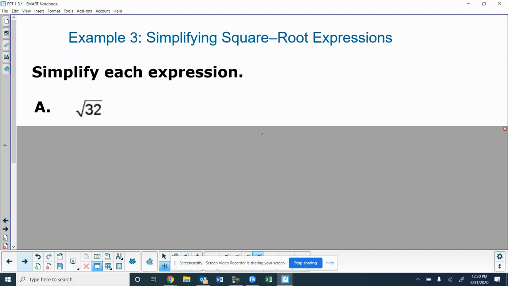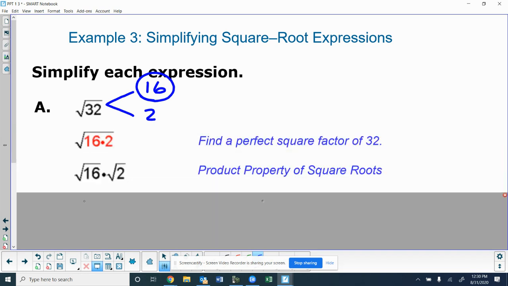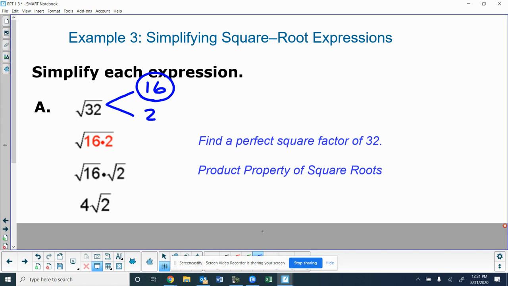All right, so we're going to simplify this. So do a factor tree. What times what is 32? You should know. 8 and 4. It doesn't matter. 8 and 4 is okay. But I like to use 16 and 2, because what do I know 16 is? Perfect square, 4 times 4, right? So I can pull the 4 out and leave the 2. But 8 and 4 is okay.